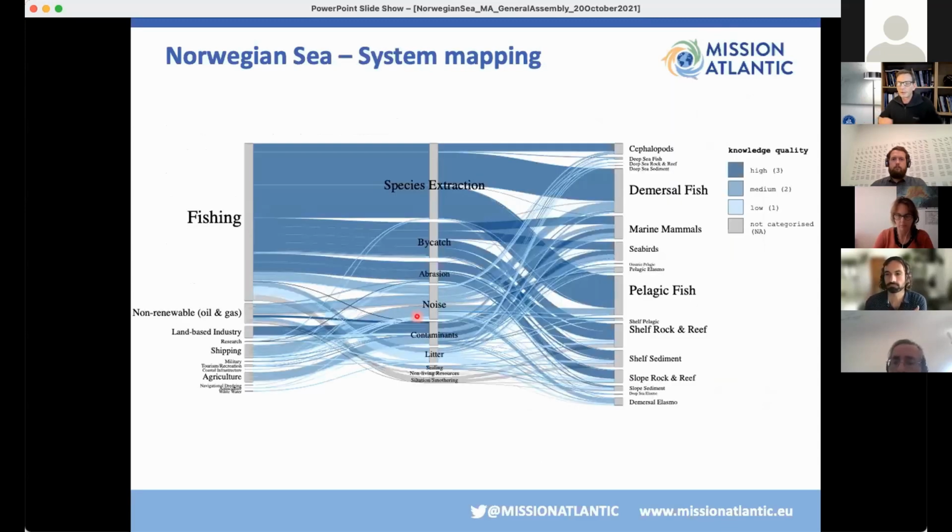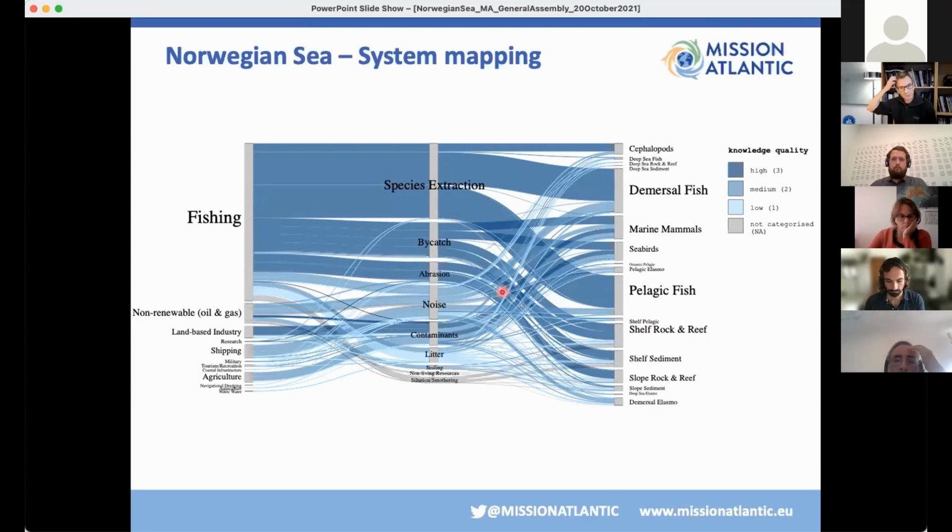In terms of results of the risk mapping for this system, when it comes to sectors, fishing is overwhelmingly dominant in this region. Fishing alone is more than all the other activities taken together in terms of risk impact assessment. And of course, the pressures are really related to fishing. We have species extraction, bycatch, and abrasion coming as the top ones. In terms of ecological component, it's much more diversified, but we still find the key exploited fish groups as the top one in terms of risk, which is demersal fish, pelagic fish, and the communities on shelf and rock reefs.